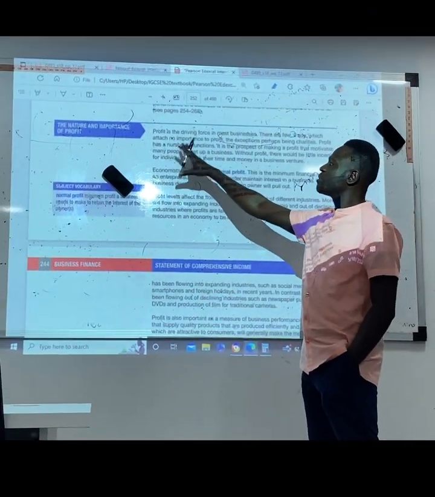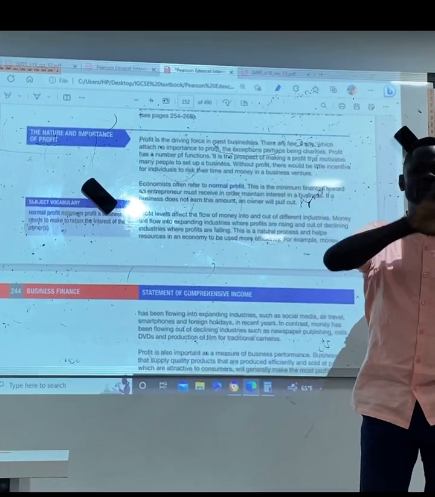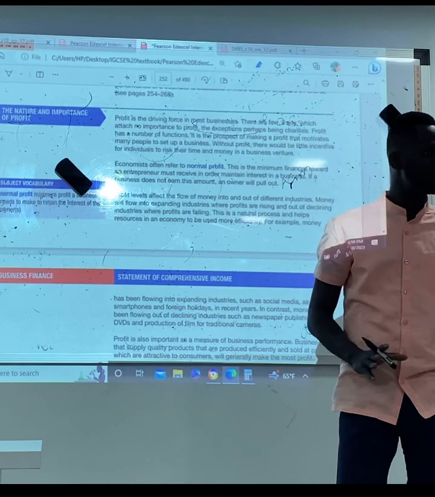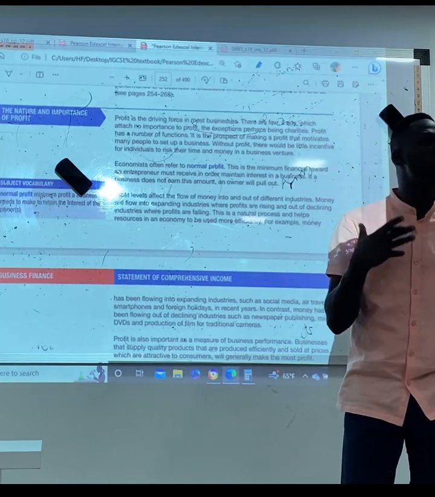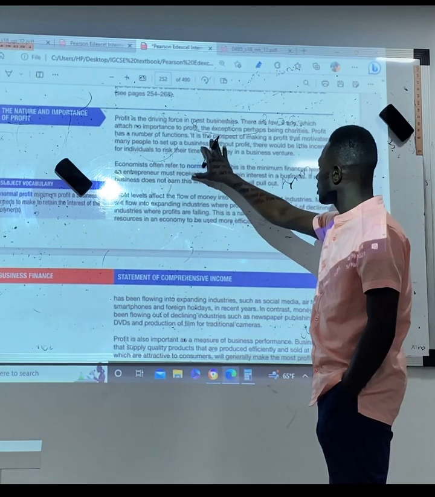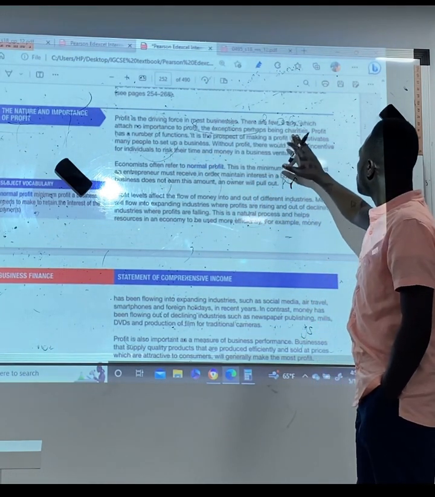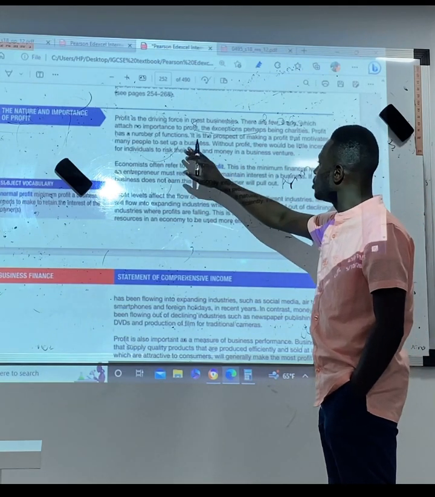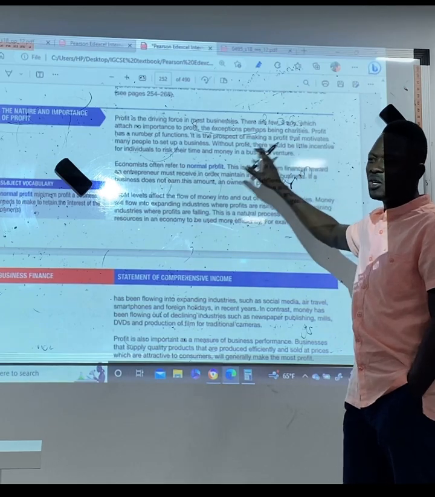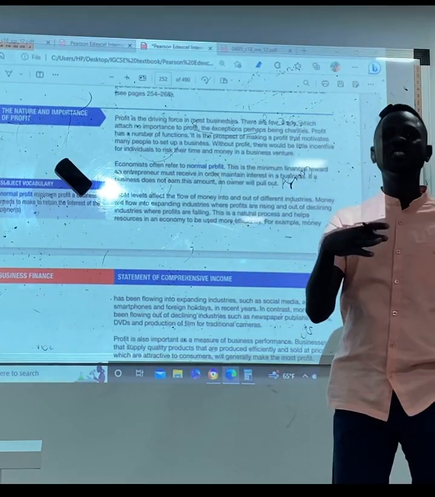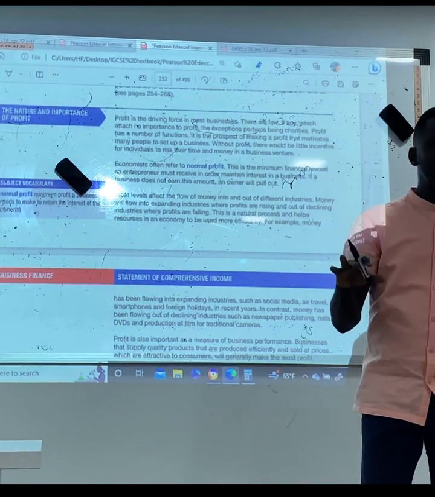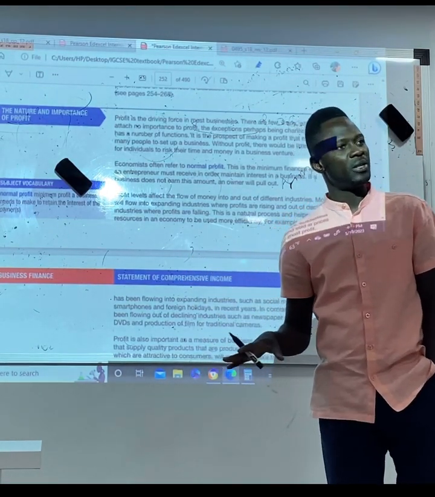The nature and importance of profit. Profit is basically the return on investment. That is what profit is. So why is profit important to a business? Because profit is a driving force in most businesses. There are few, if any, which attach no importance to profit, the exception perhaps being charities. So the only business that would not care about profit is a charity. Most businesses are set up because they want to make profit.